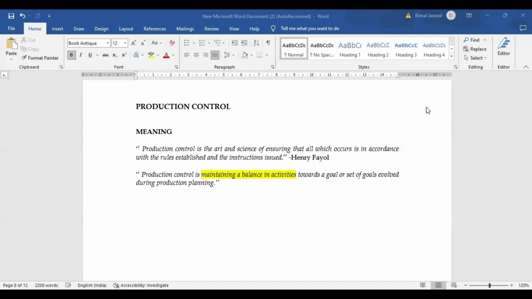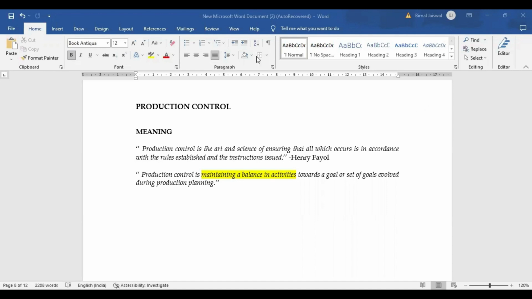Like you can see on the screen also, Henry Fayol has given a very clear definition and concept about production control. When we say production, it means input, conversion and output. And control has to be applied on three aspects: control on the input, control on the conversion, and control on the output.